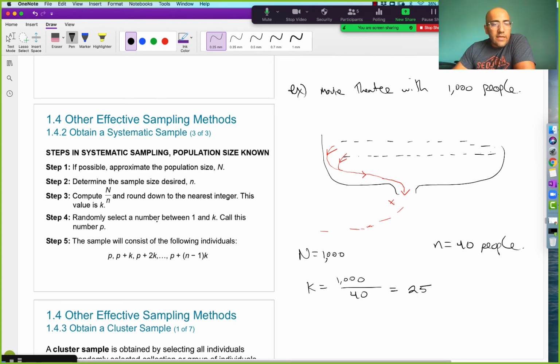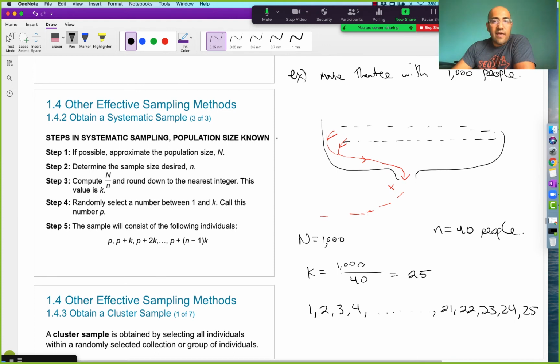Randomly select a number from 1 through k. So k is 25, and now we'll let p be some number between 1 through 25: 1, 2, 3, 4, dot dot dot, 21, 22, 23, 24, 25. We're going to let p be some randomly chosen value in there. So maybe I let p be 4.